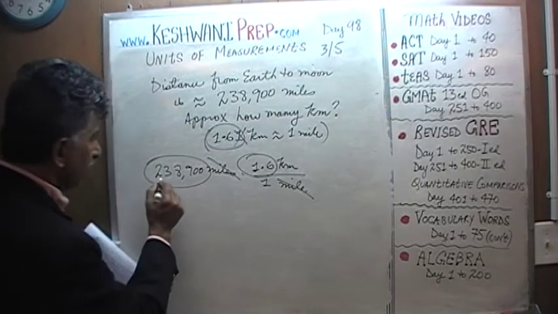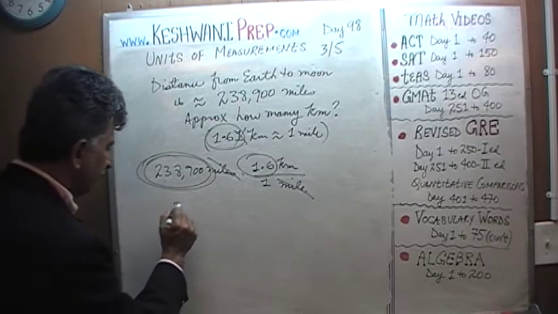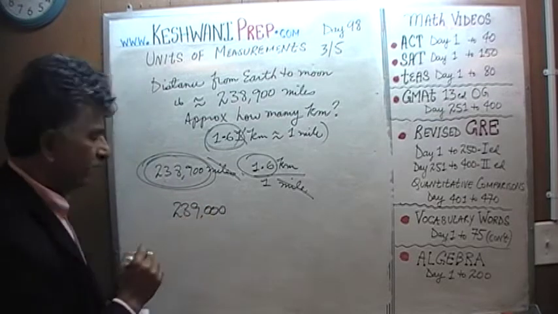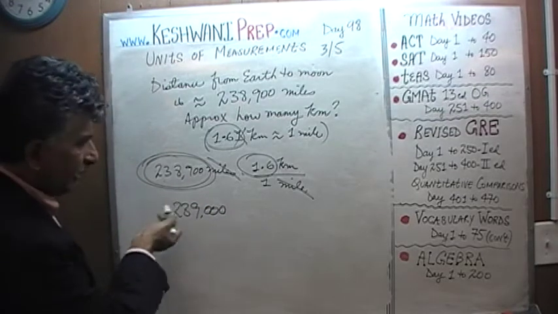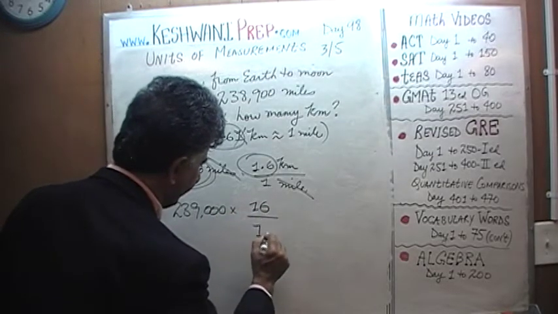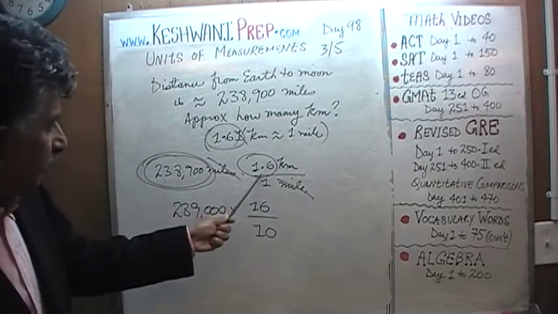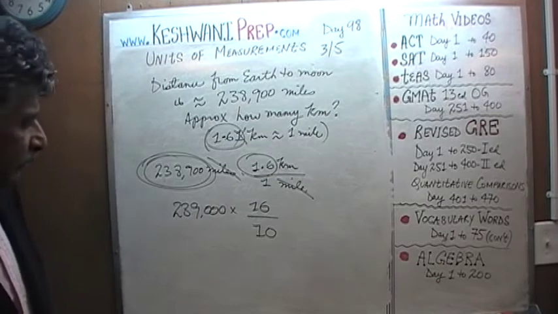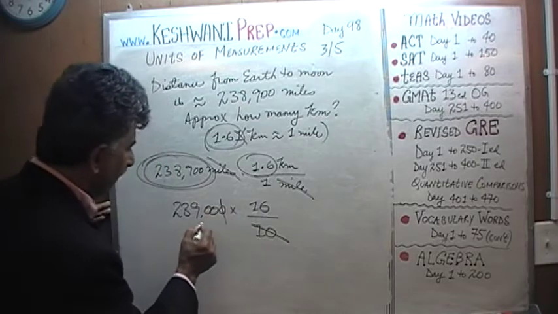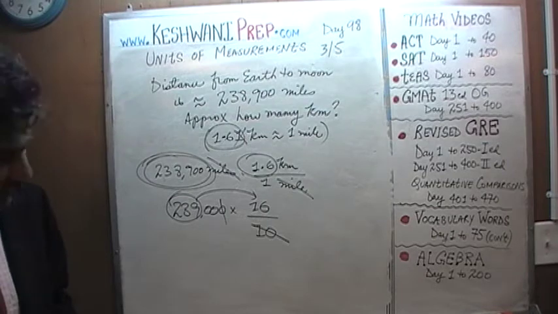I'm talking too much. 238,900. There is no reason why we should have to leave it like that. I'm going to pretend it's 239,000. Just round it. And then here we have 1.6. We're going to write 1.6 as 16 over 10, which makes perfect sense. Nobody's going to argue that 1.6 is not 16 over 10. So that takes care of the things very easily. This 0 is going to cancel out with that 0, and essentially we have to multiply 239 by 16.